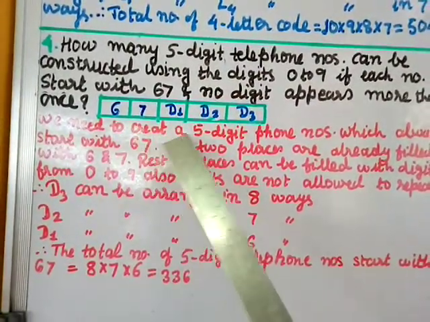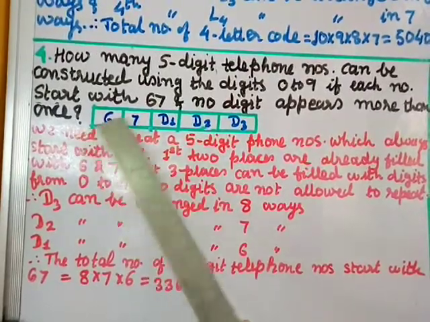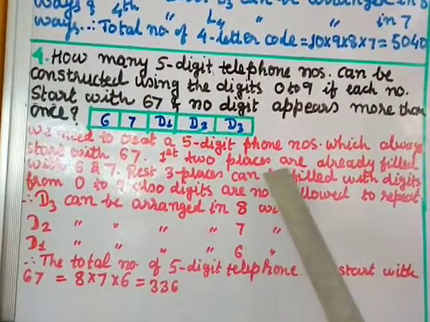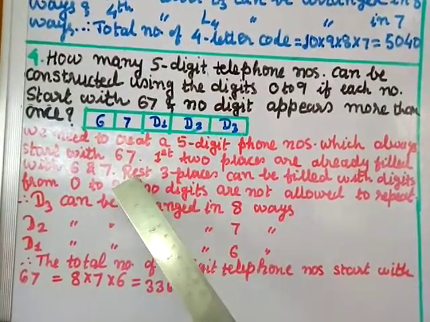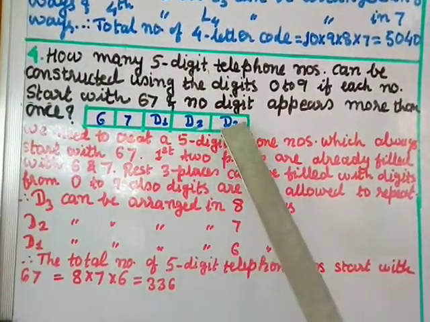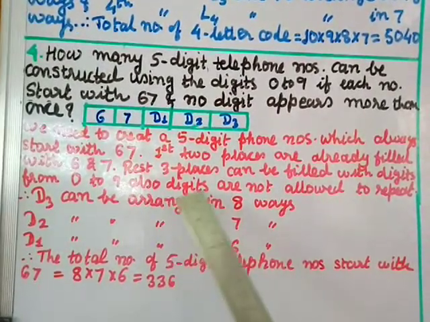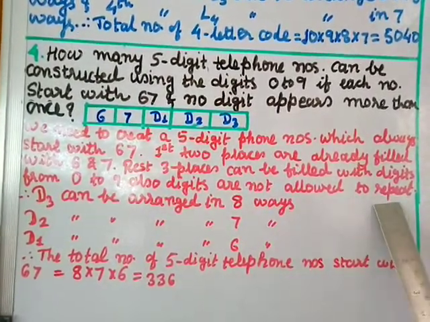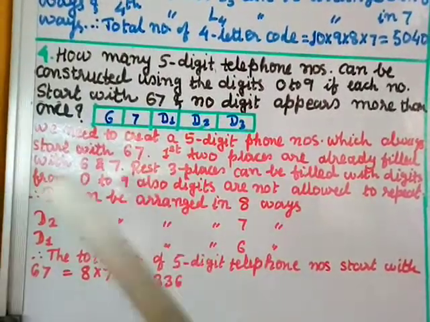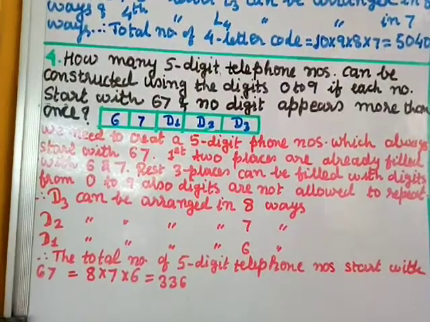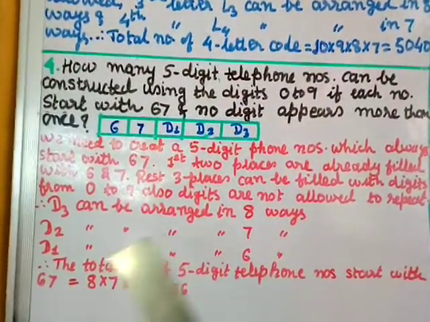We need to create 5-digit phone numbers which always start with 67, that is 6 and 7. First two places are already filled with 6 and 7, right? This 6 and 7 is fixed. Now the rest three places, that is D1, D2, D3, can be filled with digits from 0 to 9. Also, digits are not allowed to repeat. Therefore, D3 can be arranged in 8 ways. Why? Because this 6 and 7 is gone and you cannot repeat. So out of the 10 digits 0 to 9, 6 and 7 is gone, so 8 digits are remaining.